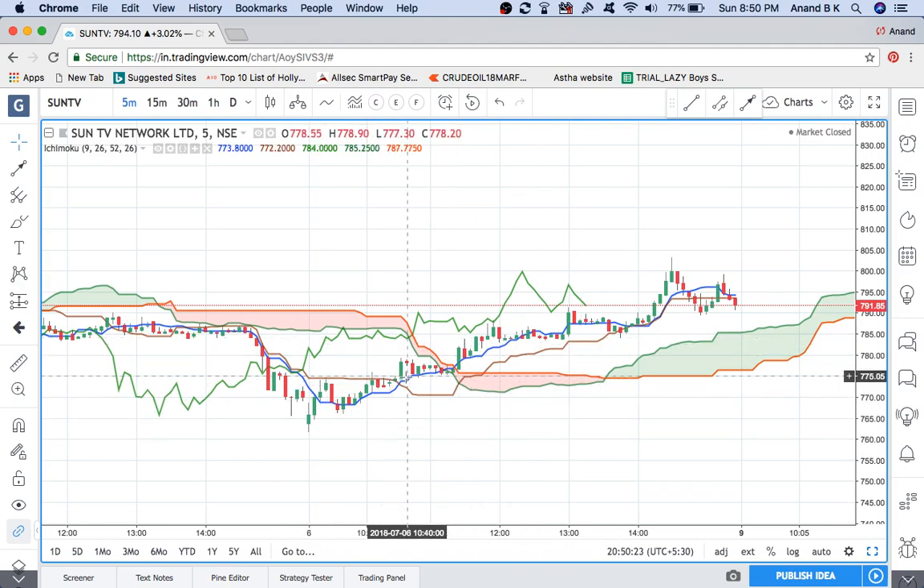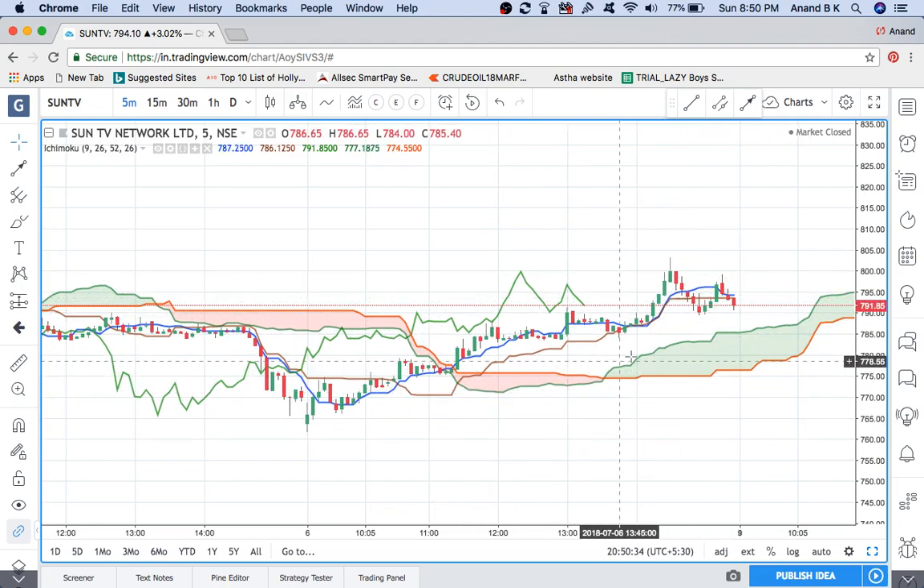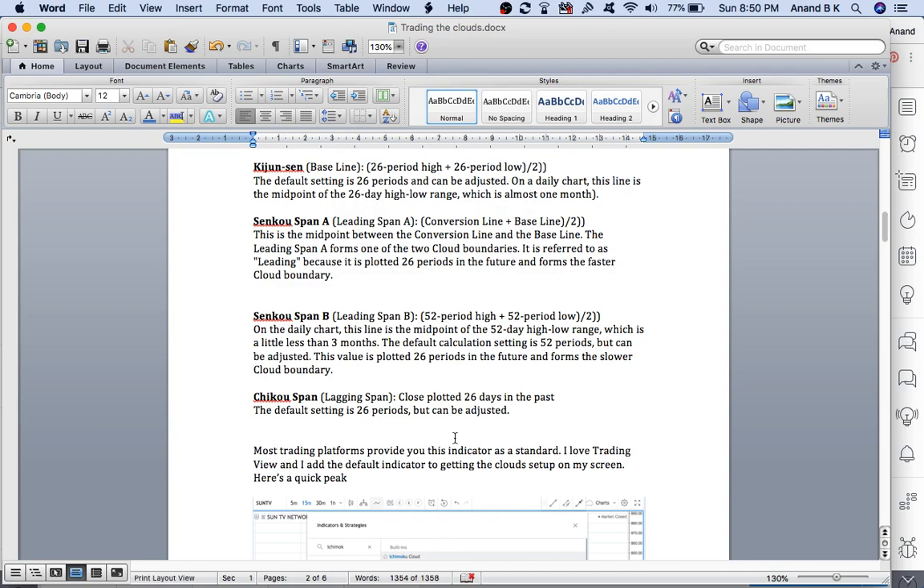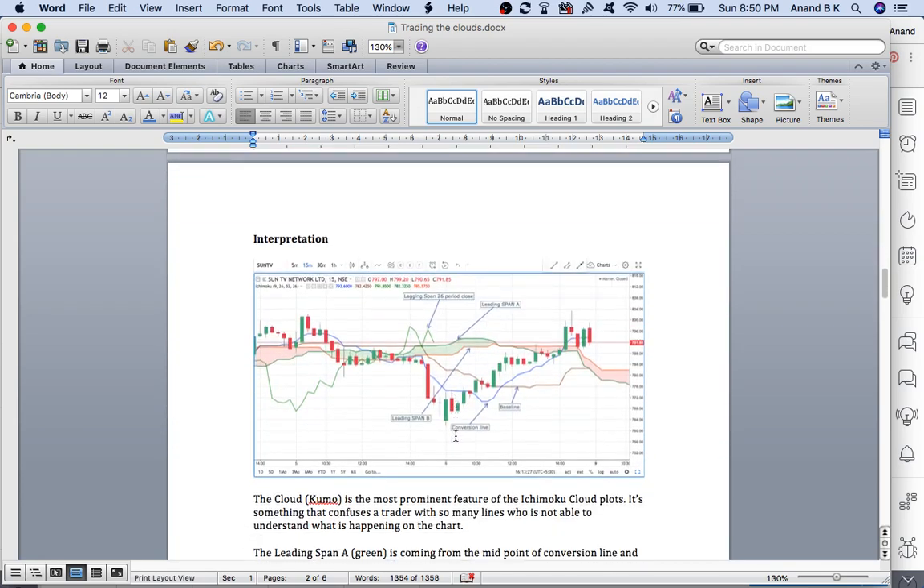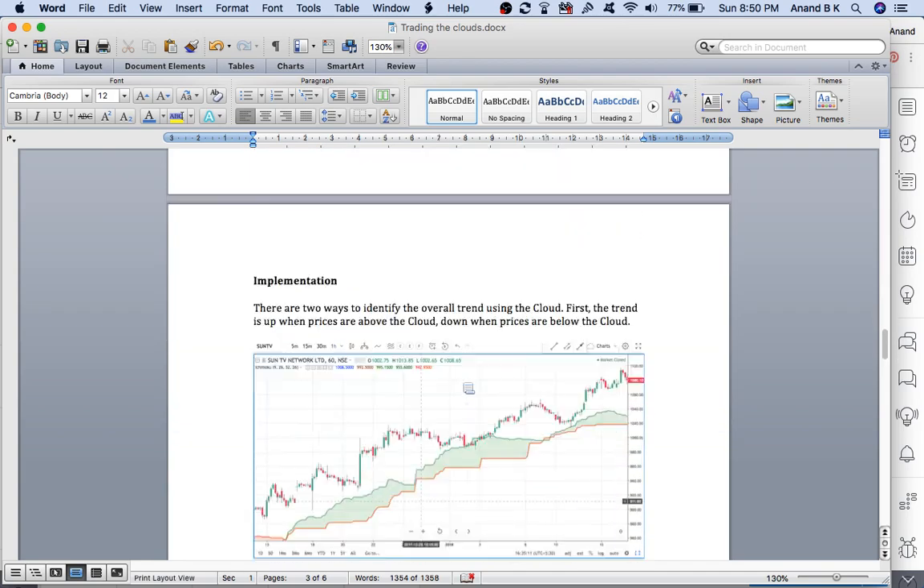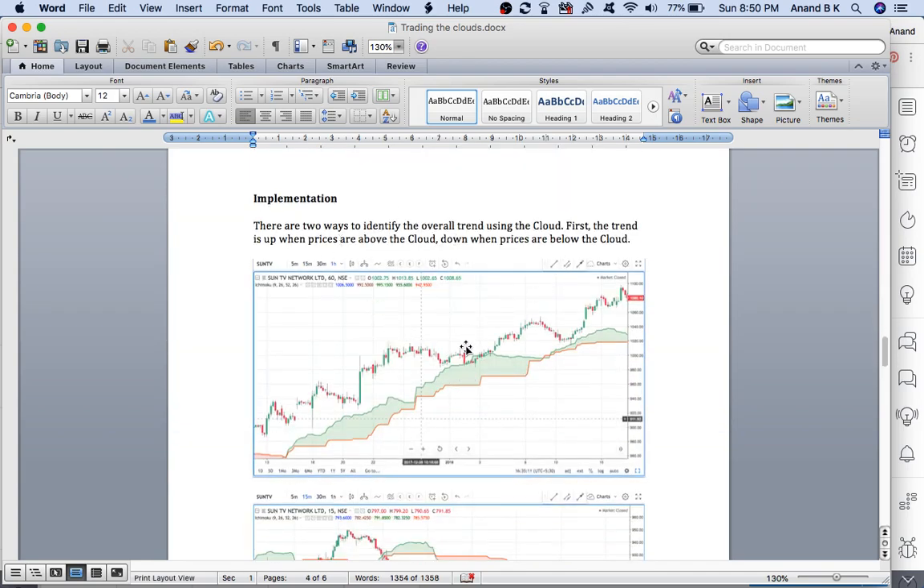Like with any other moving averages, when you see a crossover, the cloud becoming smaller and going below the candles, the candles crossing over the clouds, and the clouds also expanding and becoming greener, it is a great signal for anyone to stay long on a chart which looks like this as per Ichimoku. When you come to the implementation part of the blog, I've mentioned that there are two ways to identify the overall trend using the cloud. First, the trend is up when the prices are above the cloud, and down when the prices are below.